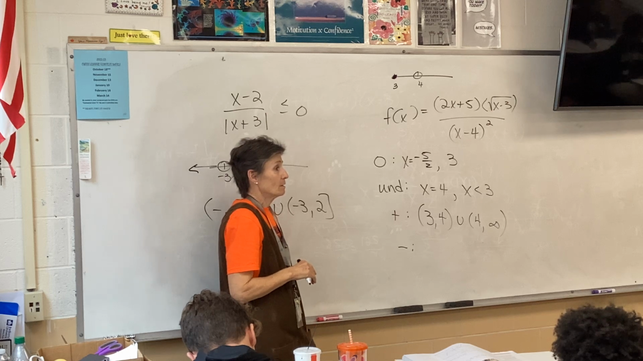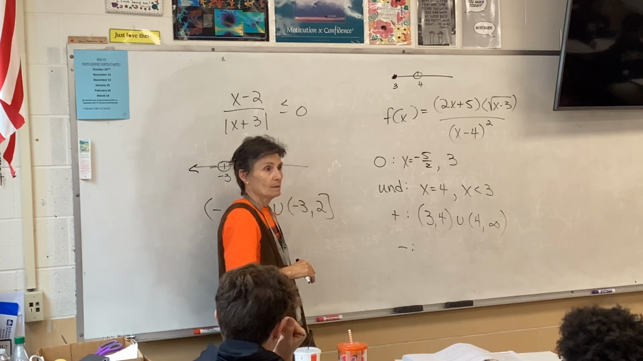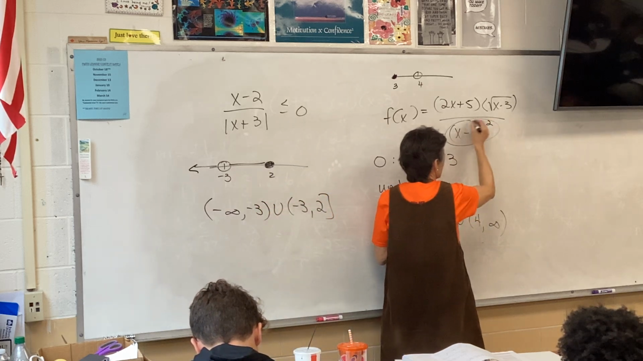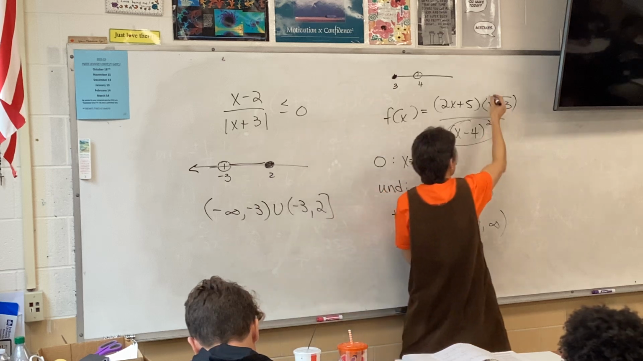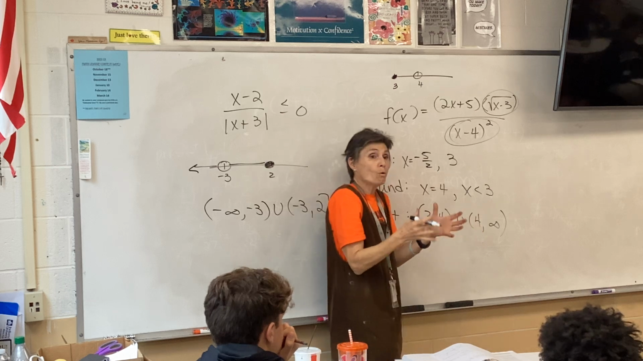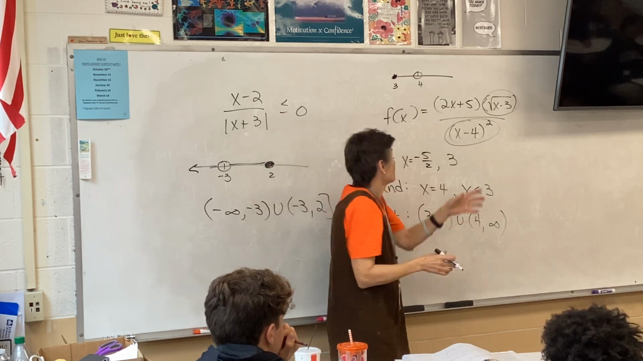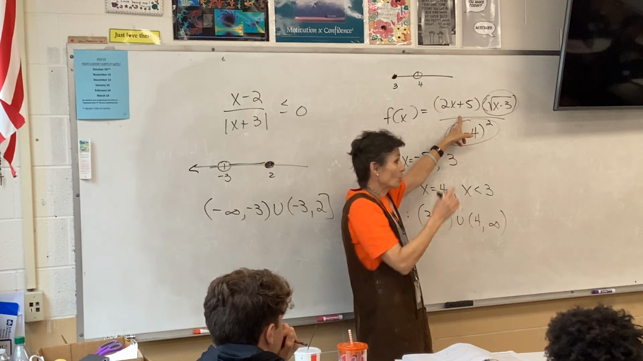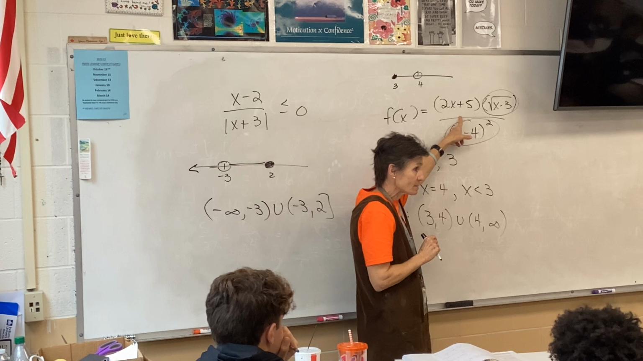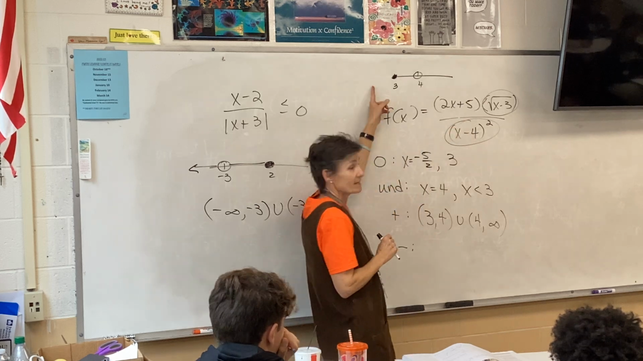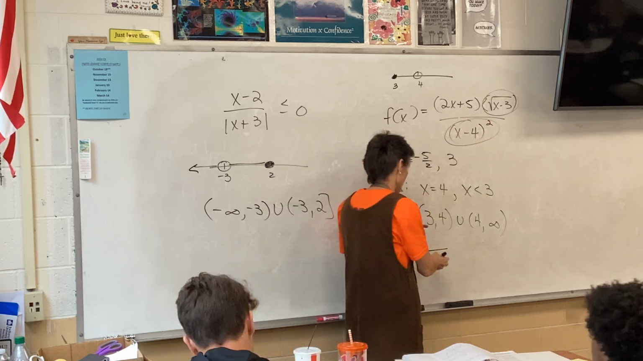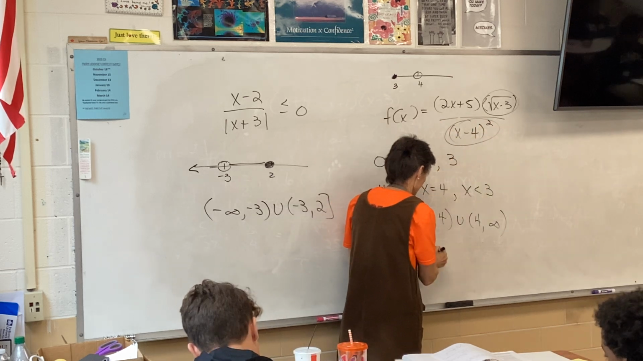Well, wait, where is it negative? Never. It can't be negative because this guy right here will always be positive, agreed? This guy will always be positive. If it's real, it'll be positive. So the only way this thing could be negative is if that's negative. But the only way that can be negative is if you are less than negative 5/2. And you can't be less than negative 5/2 in this problem because they're radical. So there aren't any places where it is negative.